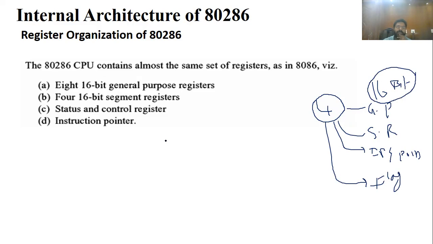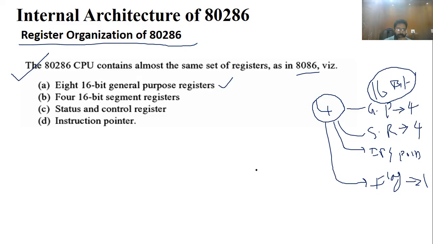Similarly, for the 80286, you can see this register organization. It is again divided into different categories of registers. Likewise in the 8086 microprocessor, it has 8 16-bit registers. You know that in the 8086 microprocessor, how many general purpose registers are there? 4. How many segment registers are there? 4. How many flag registers are there? Only 1.